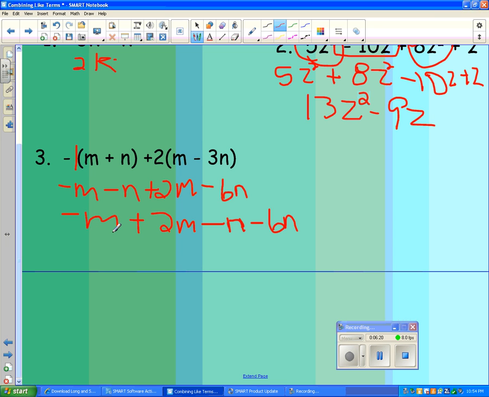I've got a minus m plus 2m, which would be a positive m. You subtract, take the sign of the larger. Then I've got a minus n and a minus 6n. These signs are the same, so I add and take the sign. So the simplified version would be m minus 7n.